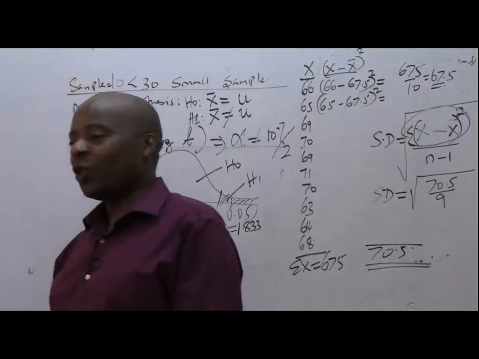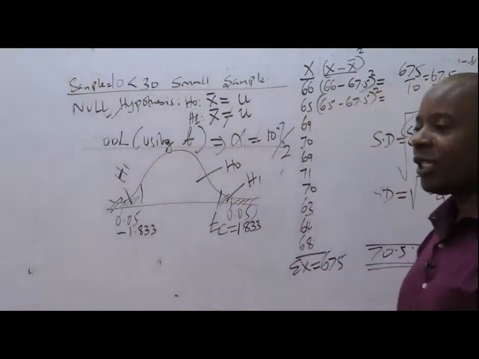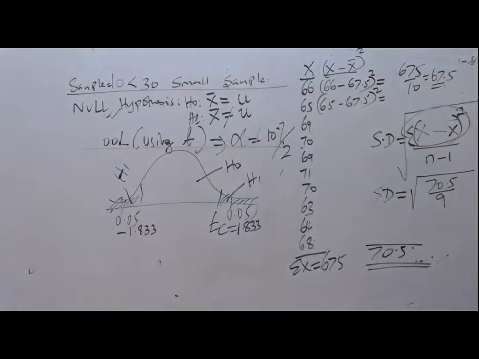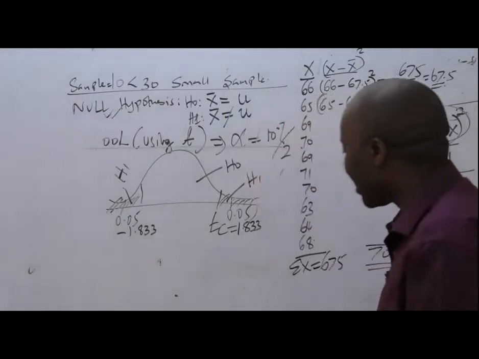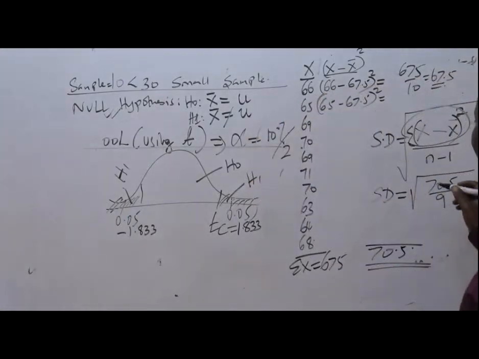Whatever you get, you give us the square root. So Winnie gives us a figure of 2.7988.